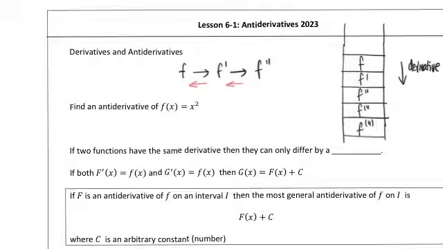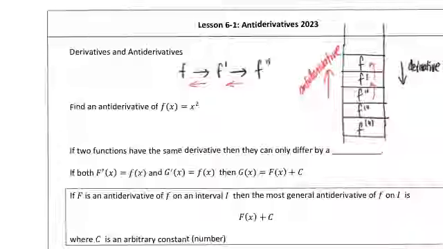Now, if you go up the ladder, that means you are taking an antiderivative. So the antiderivative of f prime is f, and the antiderivative of f double prime is f prime. And the antiderivative of little f, we're going to introduce a big F to denote that. So the antiderivative of little f is going to be big F.